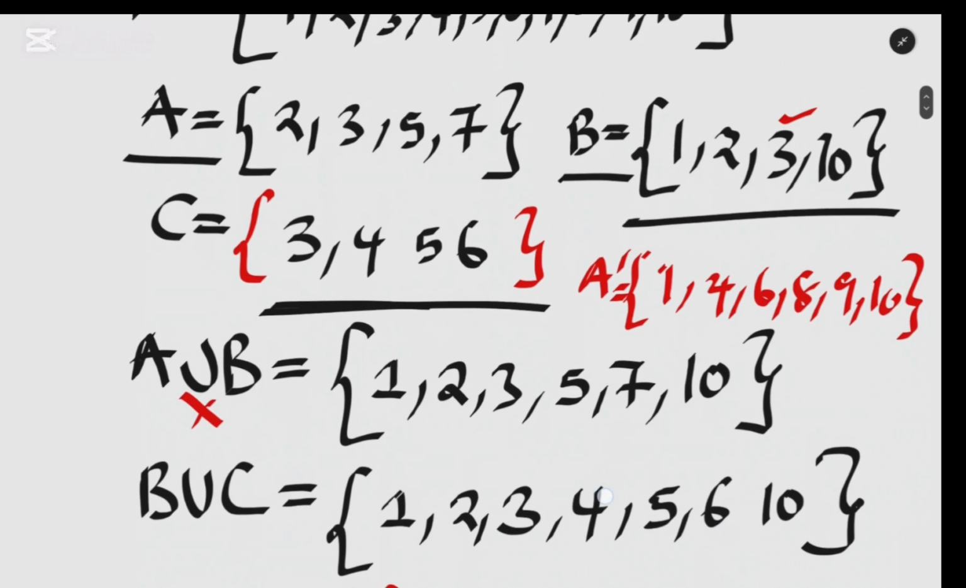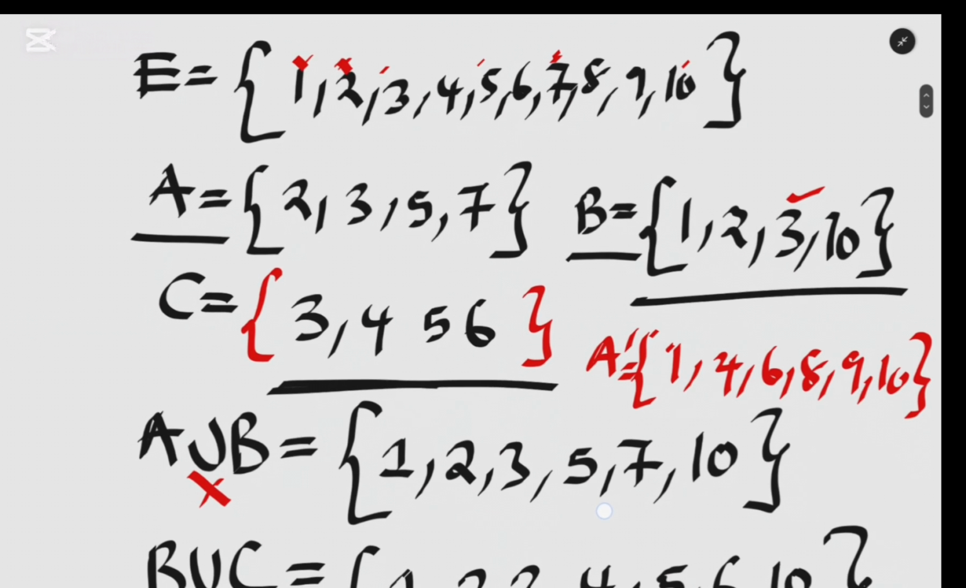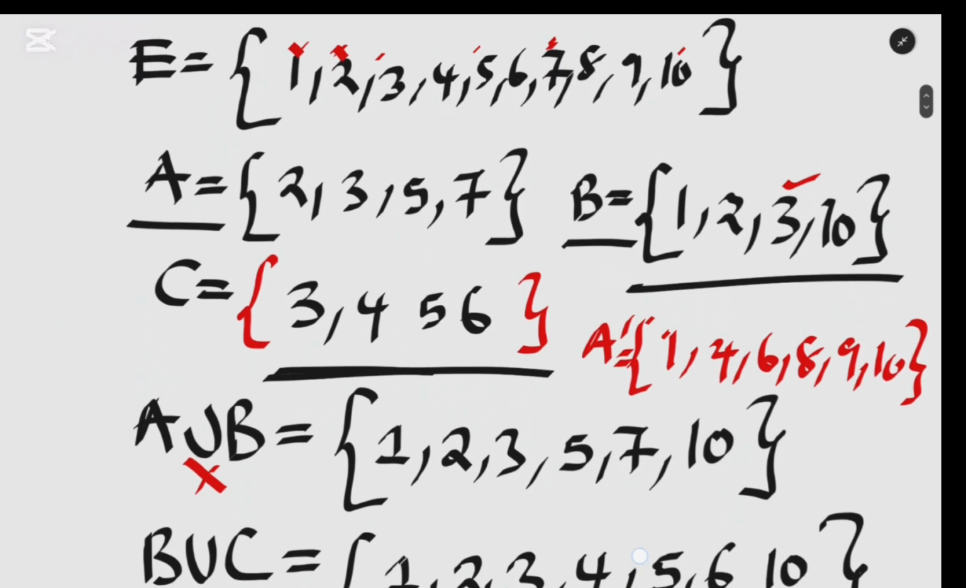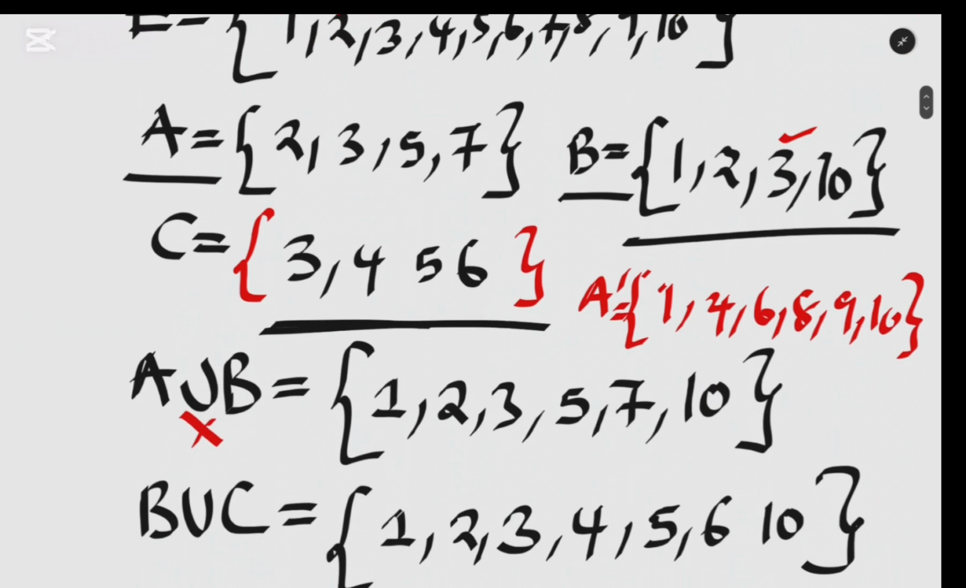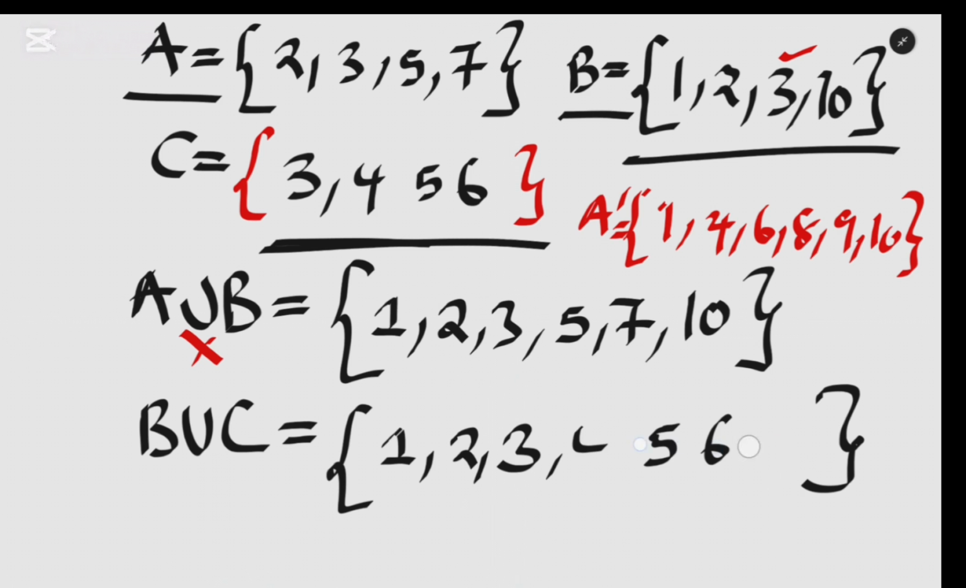Now what remains there, if we're able to see clearly? 4, 6, 8, 9. That is A union B complement. I guess you've gotten that. So that is it about union. Let us have a look at another one.